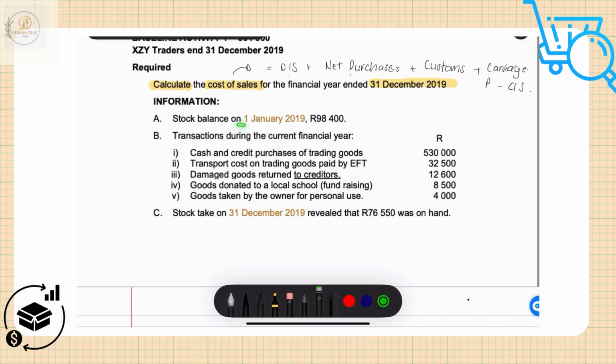Stock balance as at the 1st of January 2019 is 98,400. Again, we can draw out our timeline to simplify. We do not think in our heads, we think on paper. Okay, so we're avoiding mistakes.